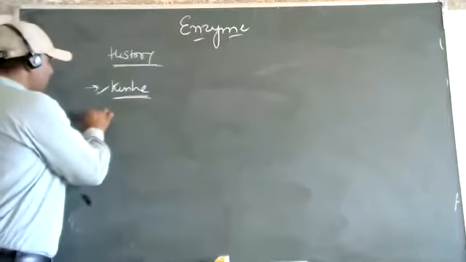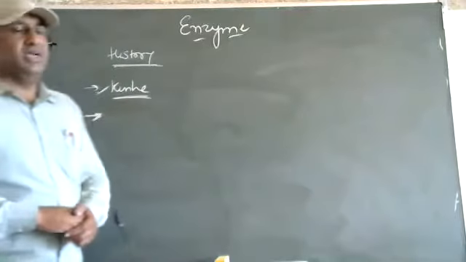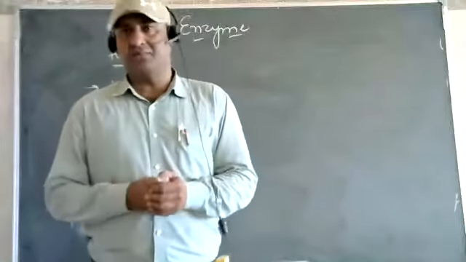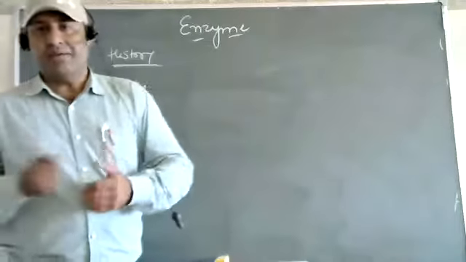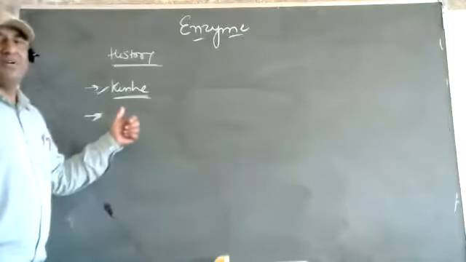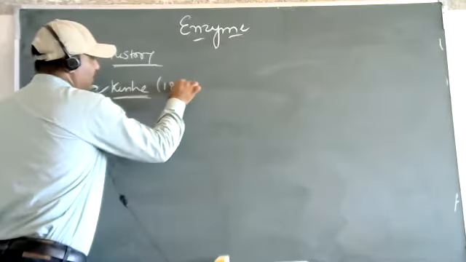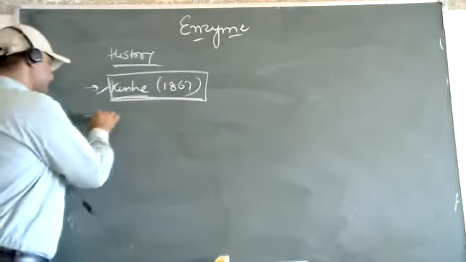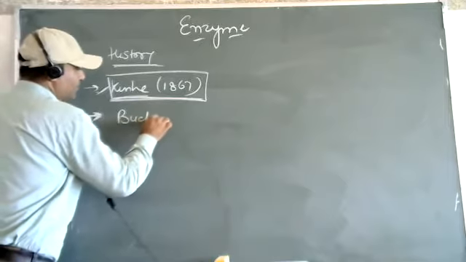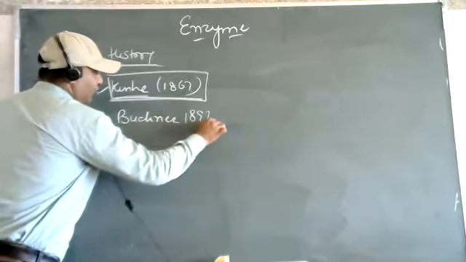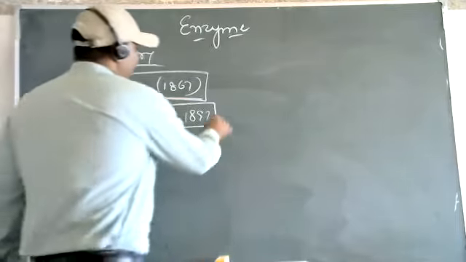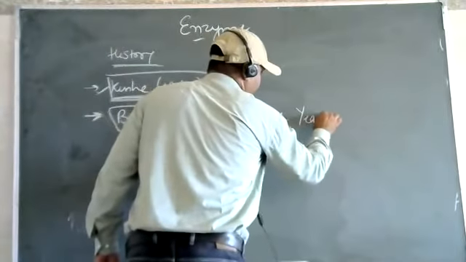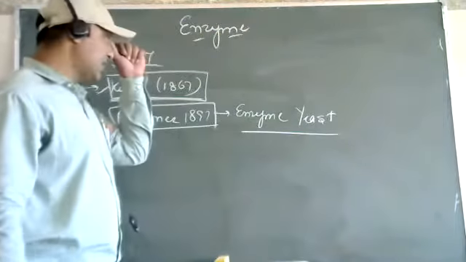Second, how the enzyme was invented. In 1860, Louis Pasteur generally used the word ferment for this type of chemical, meaning the chemical which ferments some byproduct. At that time Louis Pasteur used the word ferment. In 1867, Kühne used the word enzyme. After that, Buchner in 1897 extracted the enzyme from the yeast cell.